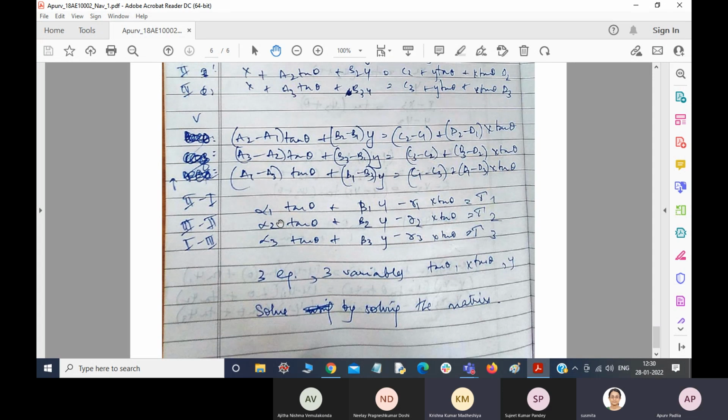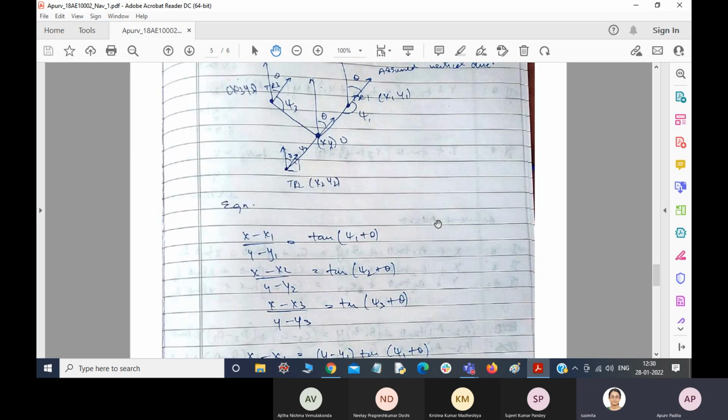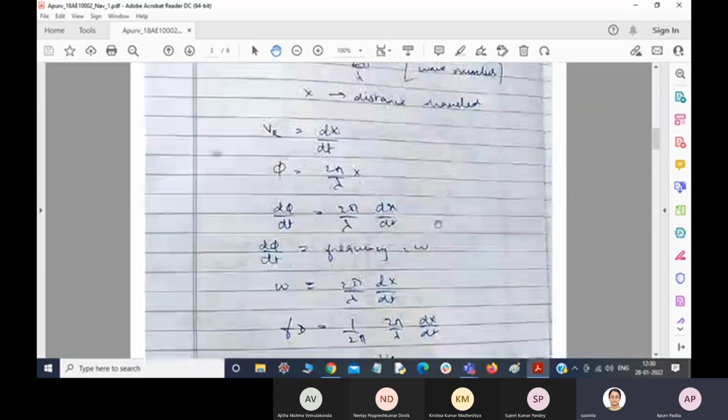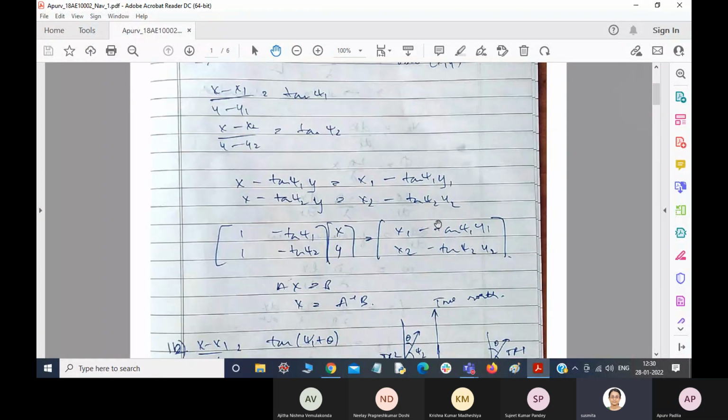I got this step where I could separate the three variables, but then the variables were tan theta, y, and x tan theta. So this is of the form A x equal to b. From here we can inverse A and get tan theta, y, and x tan theta. Okay, fine. You can do this way also, but there is a shortcut approach actually, that we'll discuss. Okay, fine. Next. Then the other question was the Doppler effect one. Yes, Doppler frequency. Yes.